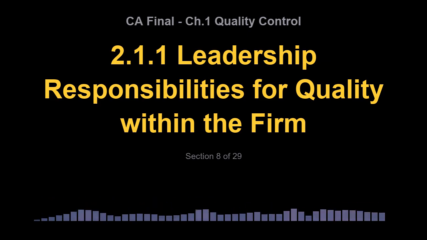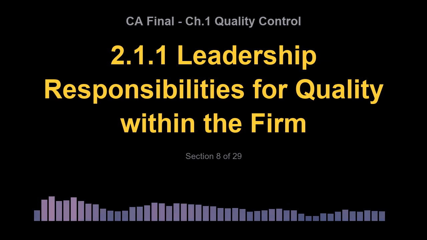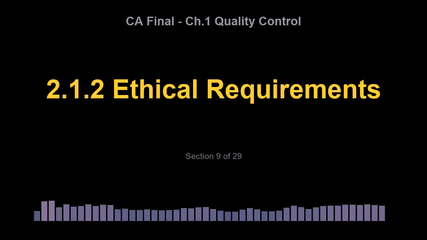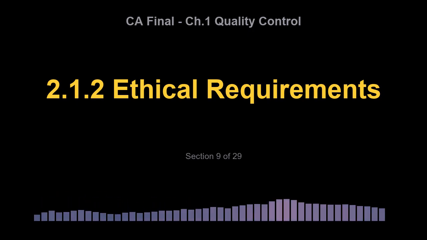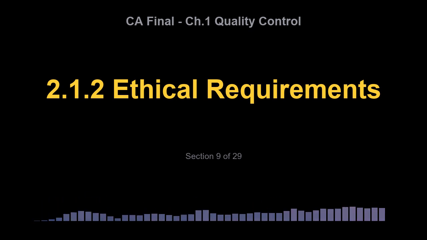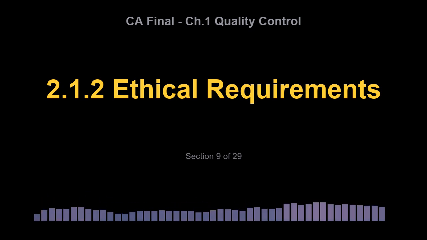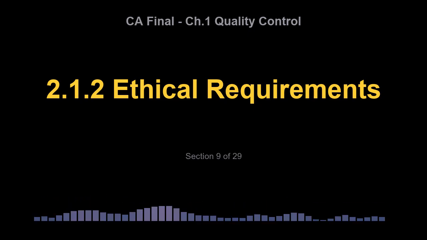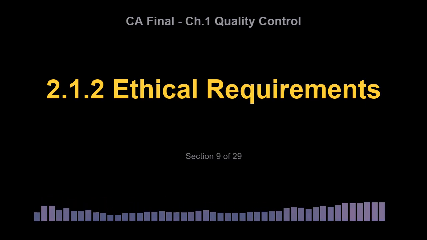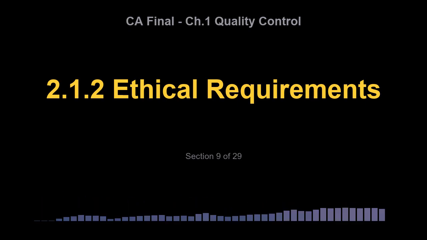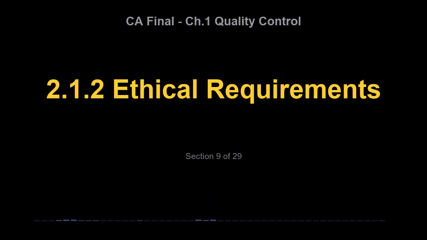2.1.2 Ethical requirements. The firm should establish policies and procedures designed to provide it with reasonable assurance that the firm and its personnel comply with relevant ethical requirements contained in the Code of Ethics issued by ICAI. The Code establishes the fundamental principles of professional ethics, which include integrity, objectivity, professional competence and due care, confidentiality, and professional behavior. These fundamental principles should be emphasized through the actions of the leadership of the firm, spreading awareness and training, monitoring, and having a process for dealing with non-compliance.